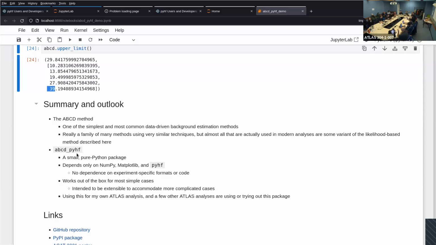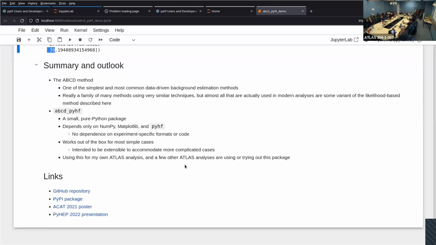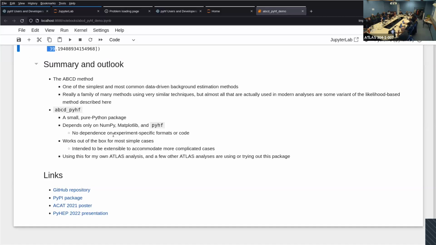And so this ABCD pyhf, it's small, it's a purely Python package. It doesn't have a lot of dependencies, pretty much just pyhf. It doesn't have any dependence on experiment-specific formats or code, so this is public on GitHub, even though I apply it to my ATLAS analysis, so I know that it works out of the box for most simple cases. Like I said, I'm using it in my analysis, and a few others are using or are trying out this package, at least within the ATLAS Exotics group.